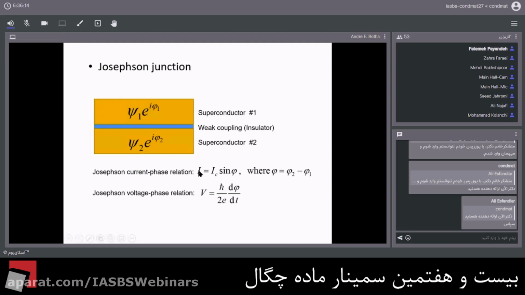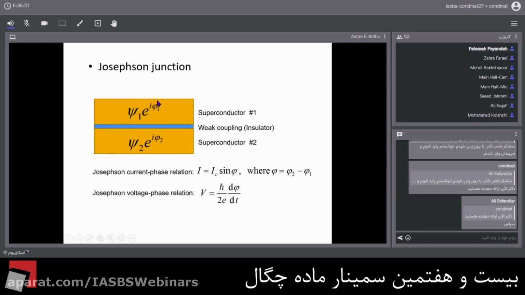And he worked out the current in terms of the macroscopic phase is given by this sinusoidal relation. And he also worked out the voltage relation between the phase and the voltage. So that was his key contribution. And this effect was then later observed about a year later by his supervisor, I believe, Anderson, and co-workers. And of course, most people know that he won the Nobel Prize for this discovery.